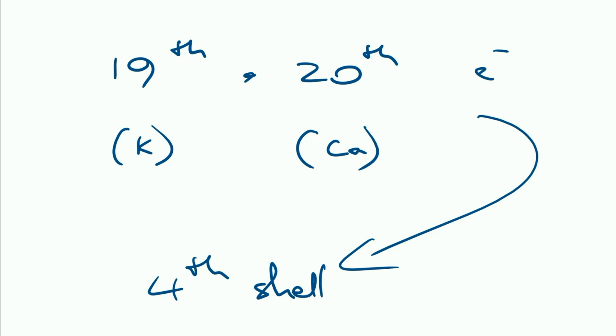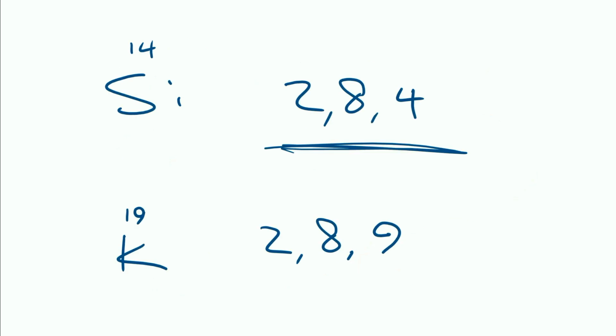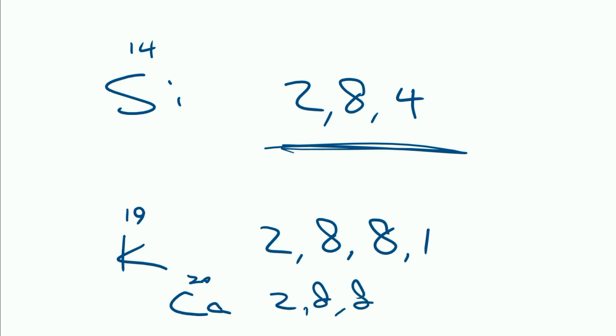Okay, so we go back to potassium here. We don't just put all those 9 there. We actually put 8. So we go up to 288. And then we've got one more. The 19th electron actually goes into the fourth shell. So 2881. Right? And if we were doing calcium at number 20, that would be 2882. Okay, the 19th and 20th electrons actually go into the fourth shell.